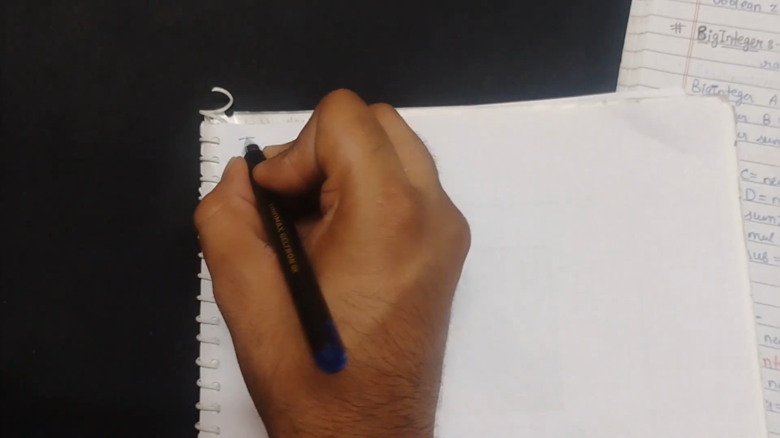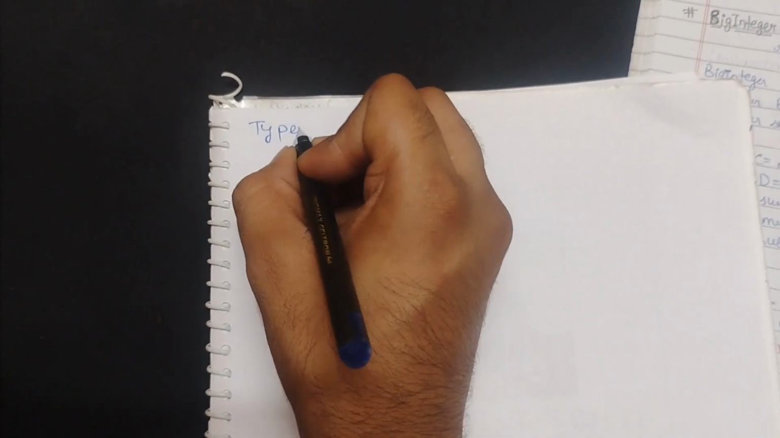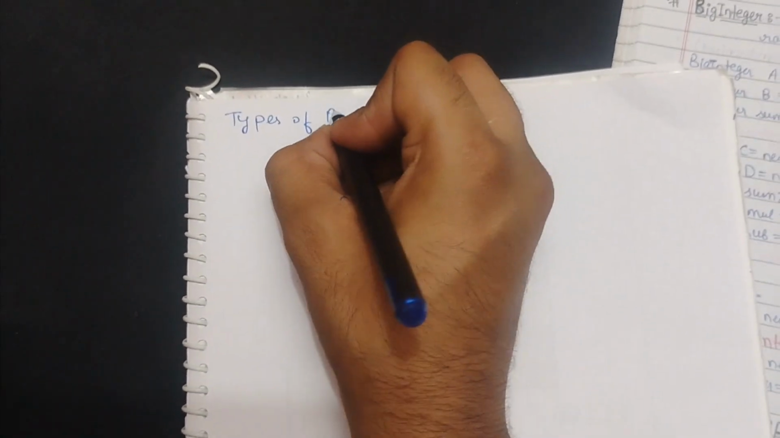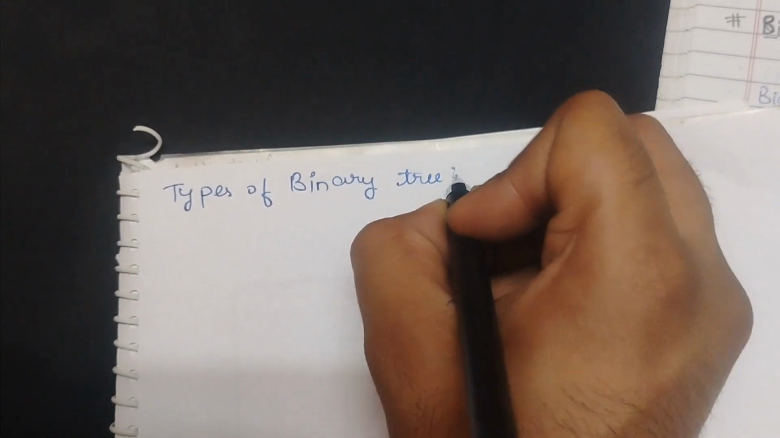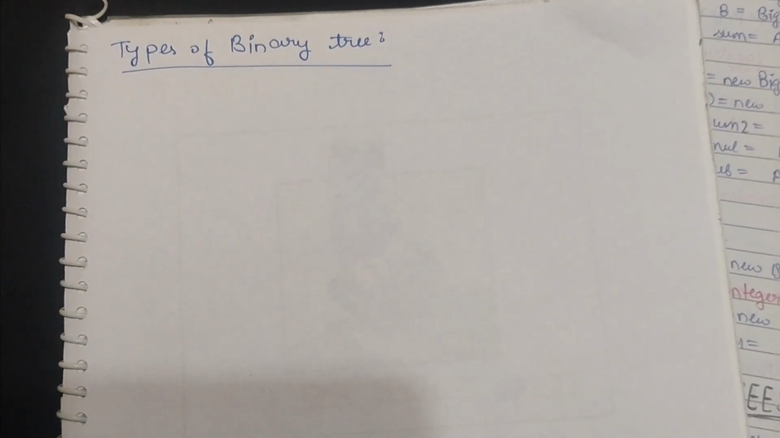So till now we discussed the height and depth of tree. Now we'll discuss the types of binary tree. Here we will discuss only 3 types of binary tree, which are the most important and mostly asked.